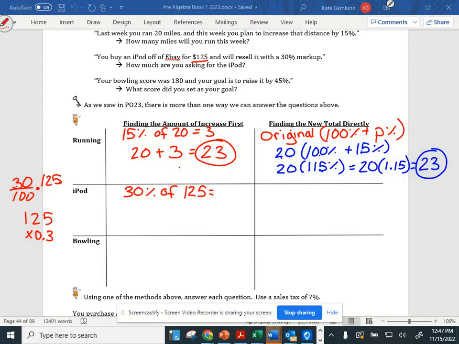Emily. Yep, 37.5. So we're going to increase our price by $37.50. So we're going to add that to our original price of $125 plus $37.50 gives me a total of $162.50.